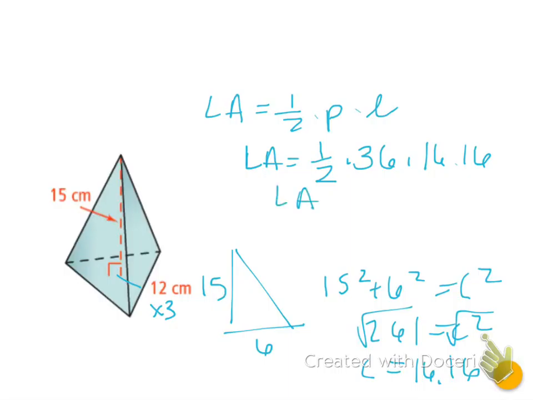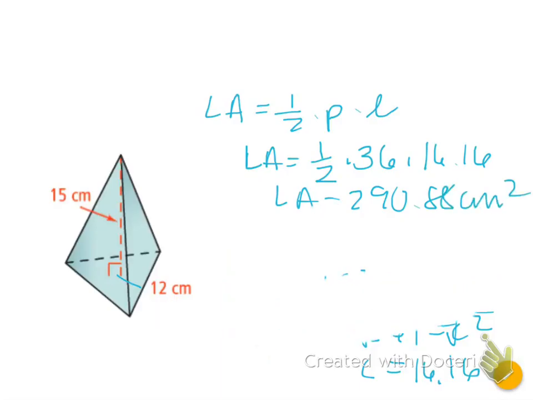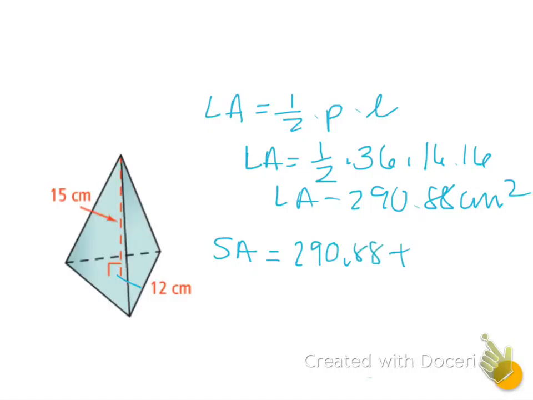So my lateral area is going to be 290.88 centimeters squared. Now let's find the surface area. So I'm going to take my lateral area, so 290.88, and add the area of my base, which is a triangle this time. So the area of a triangle is 1/2 times the base times the height.